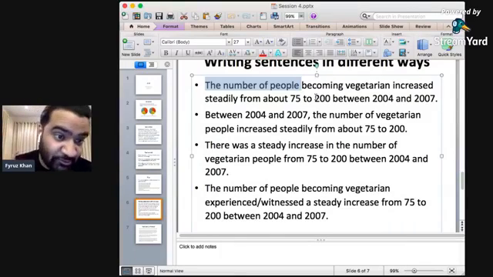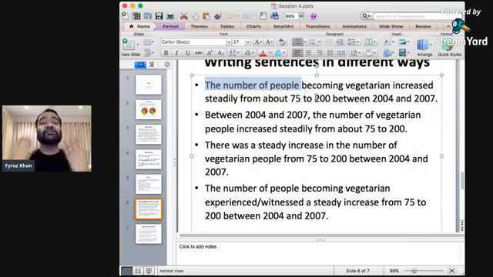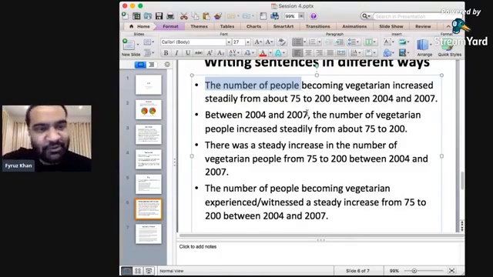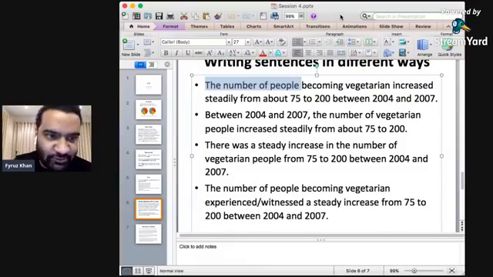Don't forget to separate it by a comma. So in this way, you're not using the same sentence structure again and again. Because if you use the same structure, the number of people, the number of men, the number of this, it sounds the same. It sounds repetitive. It sounds boring. So to keep a variety, we use this.